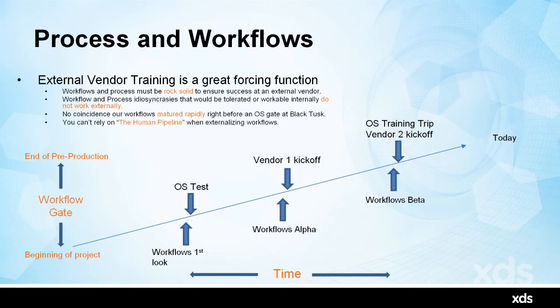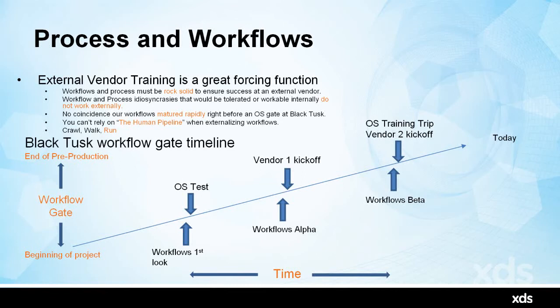You can't rely on the human pipeline when externalizing workflows. Crawl, walk, run. When I say the human pipeline, I mean when your team is smaller and you go, oh, talk to Ben, he's the guy that knows how to do the UVs, and oh, talk to Chad, he's the ZBrush guy, and all that sort of thing. It doesn't work so well when you start externalizing. So you can see here that I called the workflows first look, workflows alpha, and workflows beta, always occurring right before a training trip.